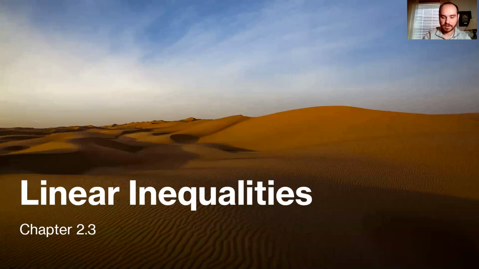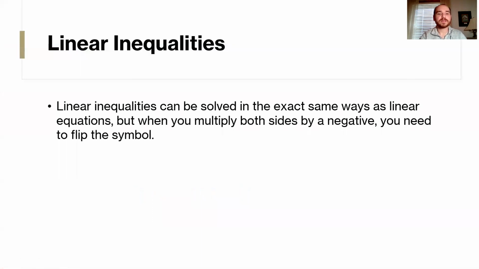Today we're going to talk about linear inequalities. It should be a pretty short video because these are actually pretty similar to linear equations, but let's go ahead and get into it really quick. So linear inequalities is chapter 2.3. Linear inequalities can be solved in the exact same ways as linear equations, but when you multiply both sides by a negative, you need to flip the symbol. And let's look at an example of this so I can show you why.